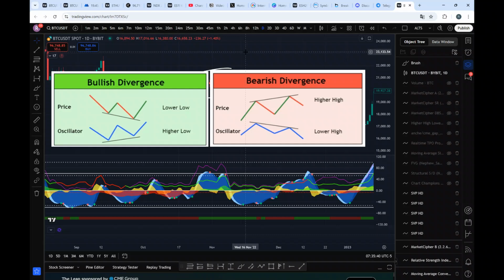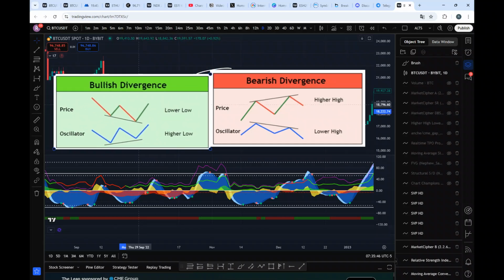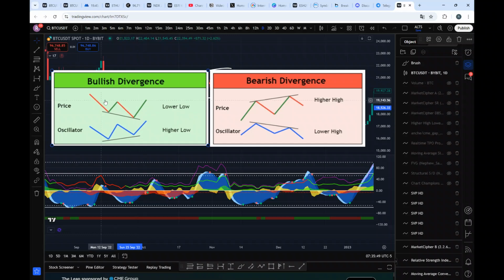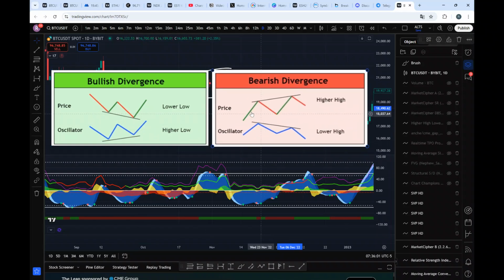As I said, with divergences we have two kinds, a bullish divergence and a bearish divergence. And this is a little bit of theory for you. What is that exactly? Well, a bullish divergence is when price makes a lower low and the oscillator makes a higher low. And the bearish divergence is exactly the same upside down. Price makes a higher high and the oscillator is making a lower high.